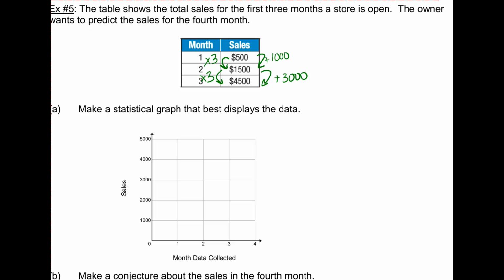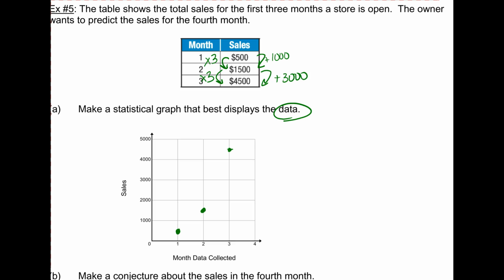So make a statistical graph that best displays the data, aka I'm going to make some points on my graph. 1, 500, that's my first month. It's halfway between 0 and 1,000. 2, 1,500, that's halfway between 1,000 and 2,000. And I go over to month 2 and up to 1,500. Month 3, go over to 3 in the month data collected and go up to $4,500, which is right here.